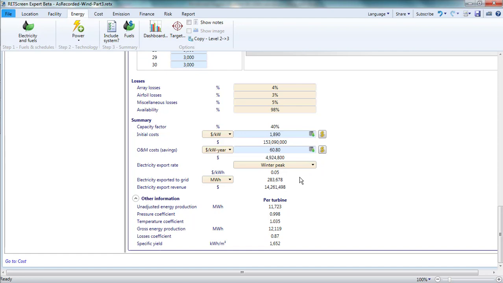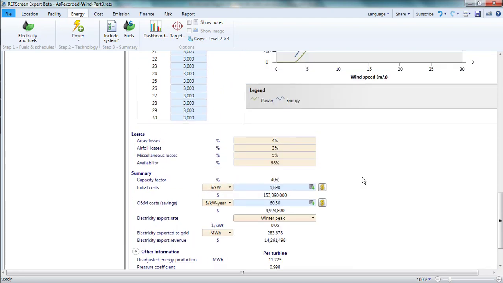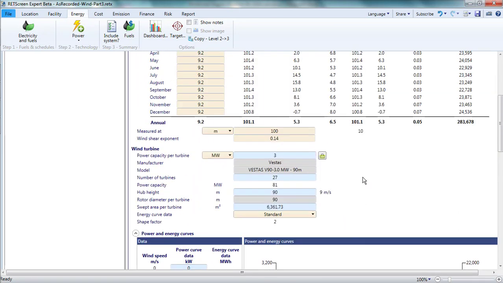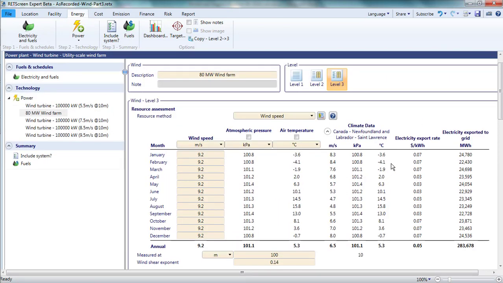What accounts for this? The explanation lies in the monthly table at the top of the Level 3 analysis. Because it is colder in winter than summer, the electricity production, ignoring variation in the wind speed, is higher in winter. Electricity export revenues are therefore higher when the time of the high prices coincides with the time of increased production. In this case, that is winter.